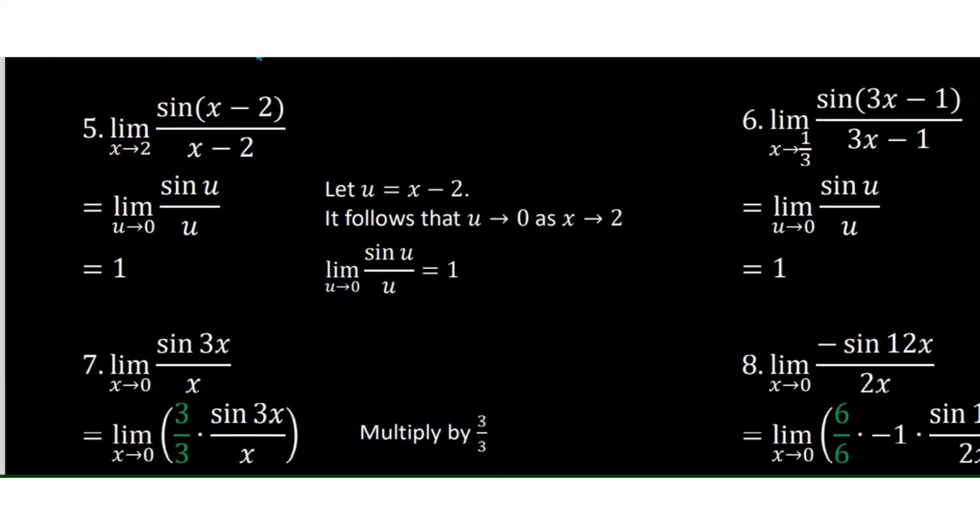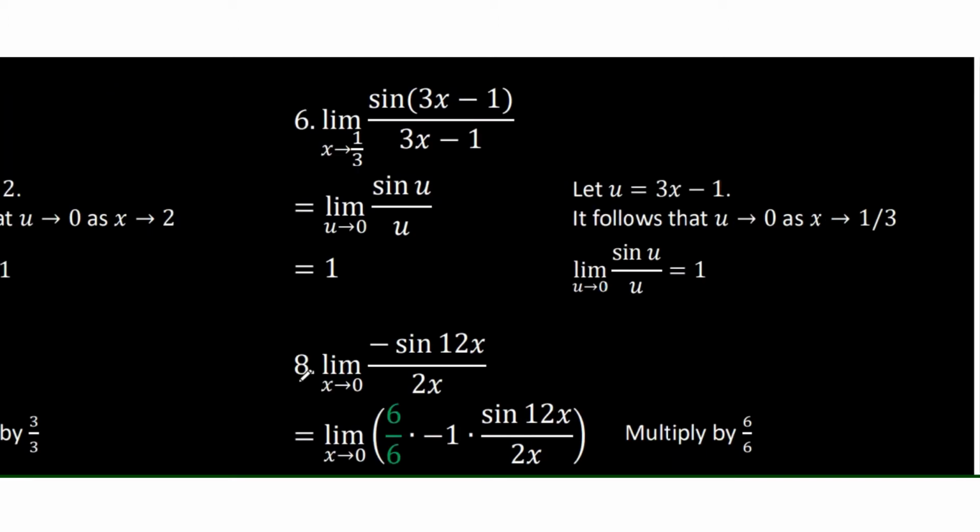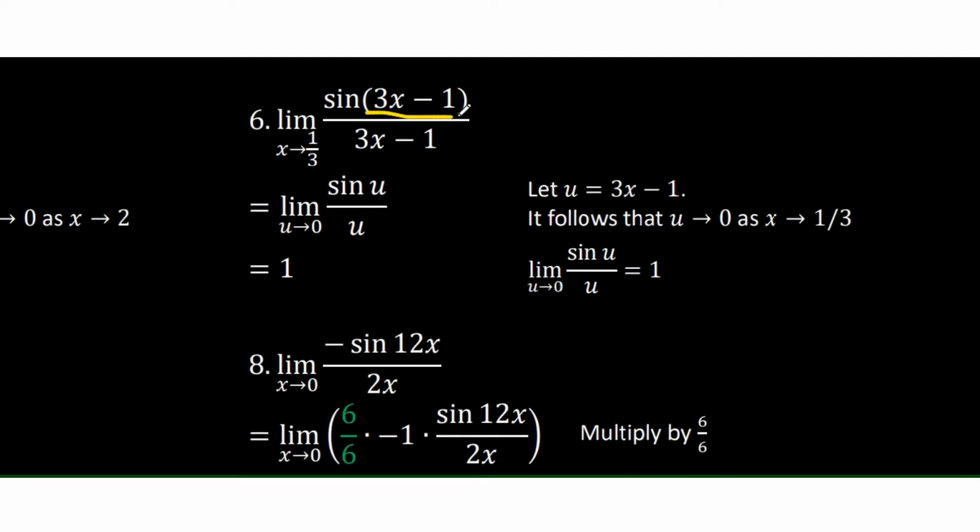Now in the fifth example, we have x minus 2 and x minus 2, already the same. So that is as good as 1. Okay. Sine 3x minus 1 over 3x minus 1. Okay, they are the same right away. So it is being illustrated also by sine u over u, where u is 3x minus 1. So that is equal to 1.